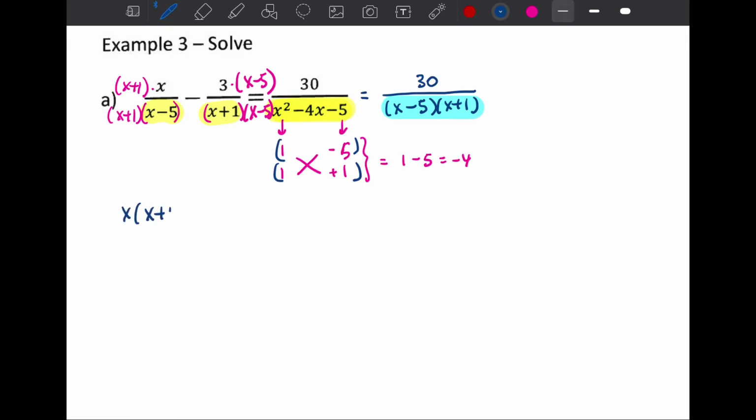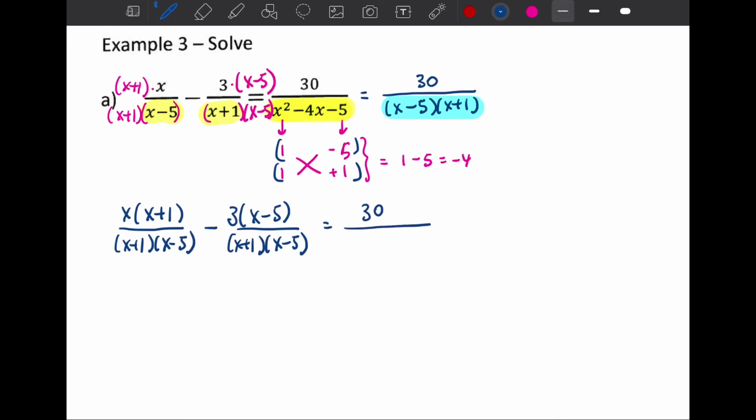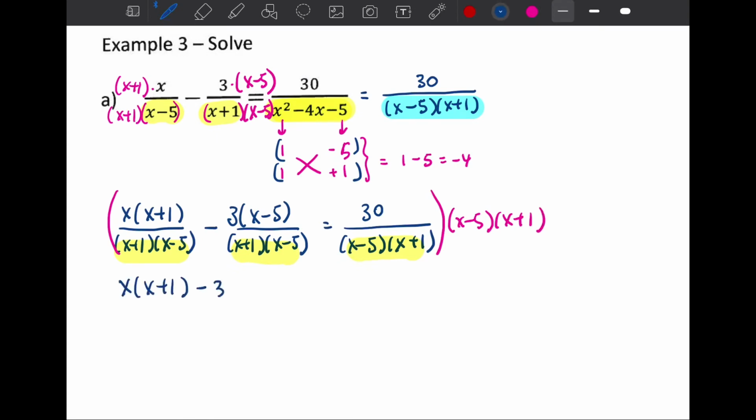x times x plus 1 all over x plus 1 times x minus 5 minus 3 times x minus 5 all over x plus 1 times x minus 5. This equals 30 over that common denominator. Now that we have common denominators, we can multiply the entire equation by that common denominator to remove the fraction. So we're left with x times x plus 1 minus 3 times x minus 5 equal to 30.